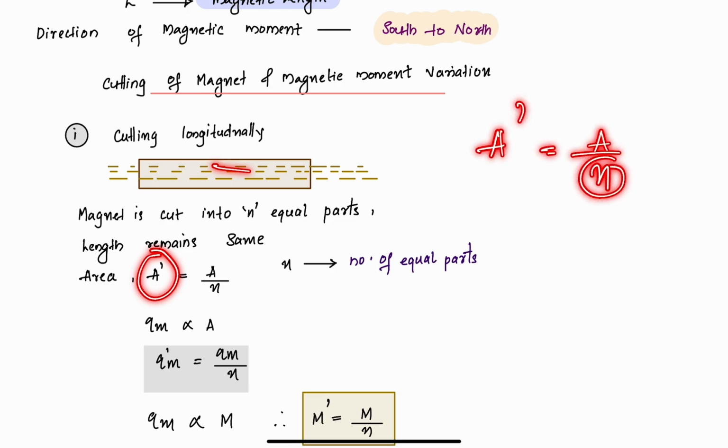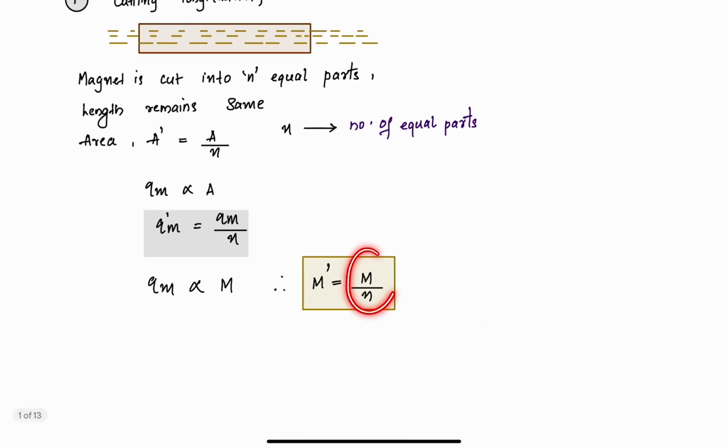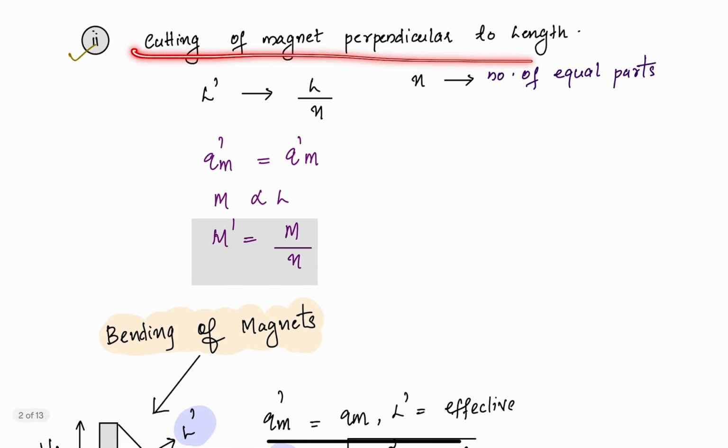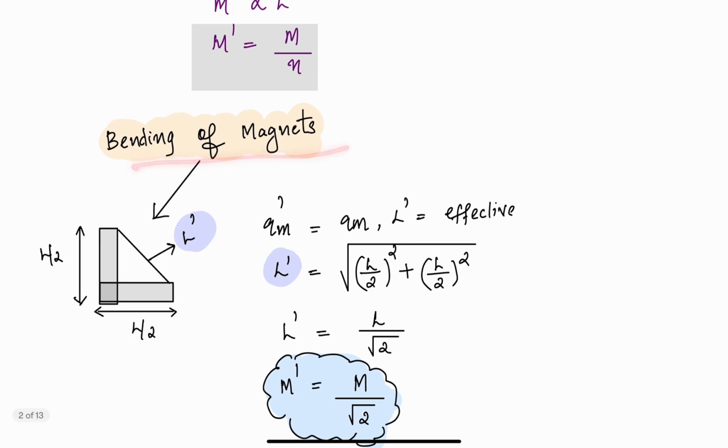N is the number of times of cutting, and area is directly proportional to Qm, the pole strength, and Qm is directly proportional to magnetic moment. So if area becomes A by N, the new magnetic moment becomes the old magnetic moment divided by N. Cutting perpendicular to the length, L becomes L by N, and Qm is again proportional to L, therefore M dash becomes M by N.